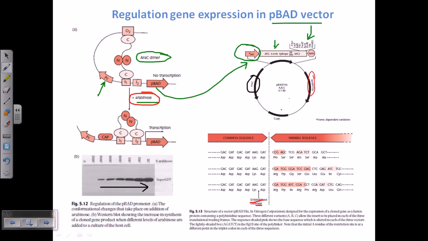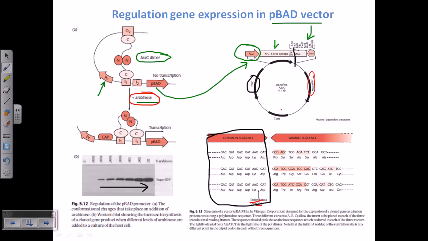Now actually there are 3 different variants of the same pBad vector: variant A, variant B, and variant C. Among all these variants, this part of the segment is constant. So pBad, then ATG sequence, then 6 histidine, then epitope, then EK site or enterokinase cleavage site. So up to this part of the sequence is totally conserved in all the 3 variants. But the variable region of these variants is in MCS, because the MCS or multiple cloning site region is different in these 3 different variants.